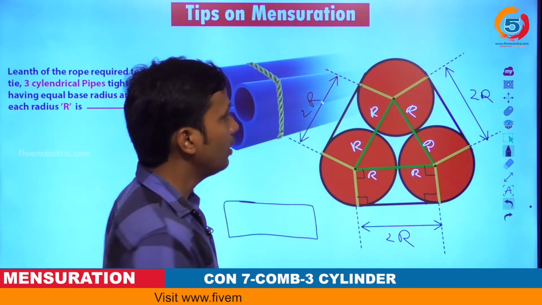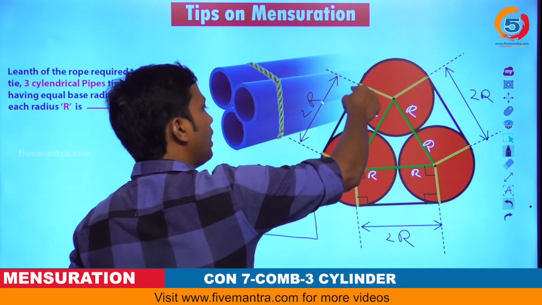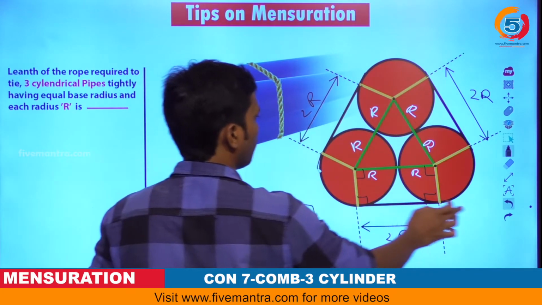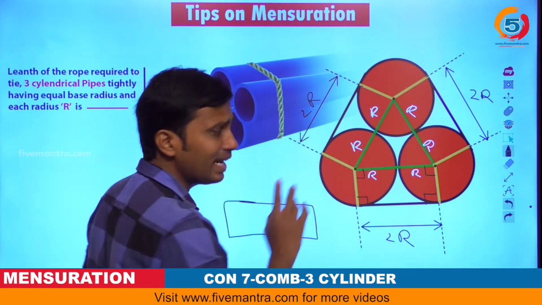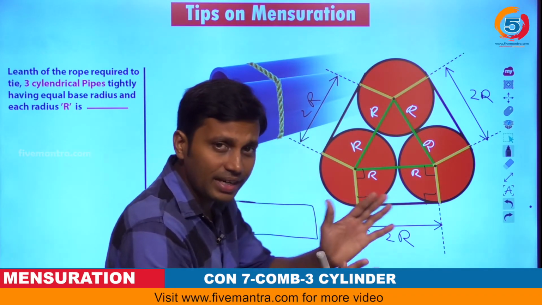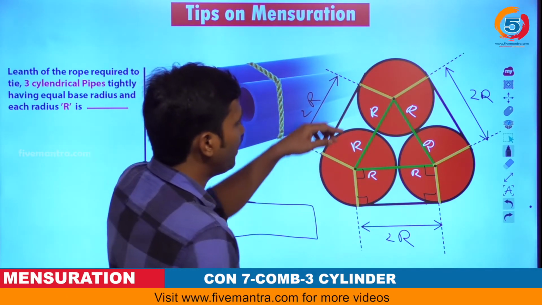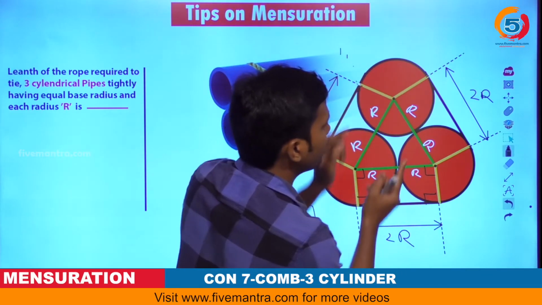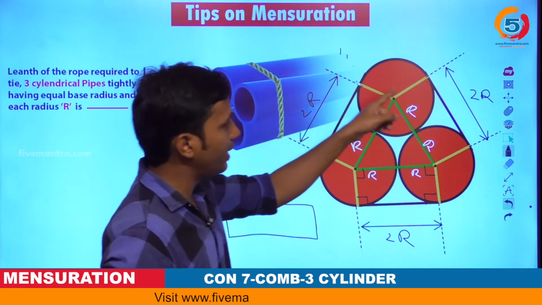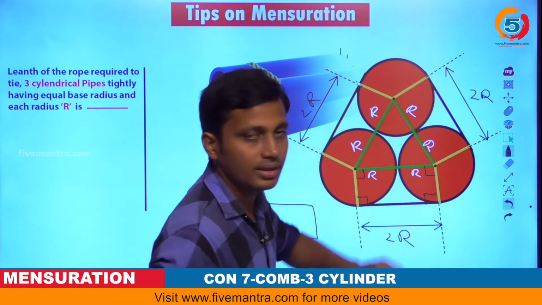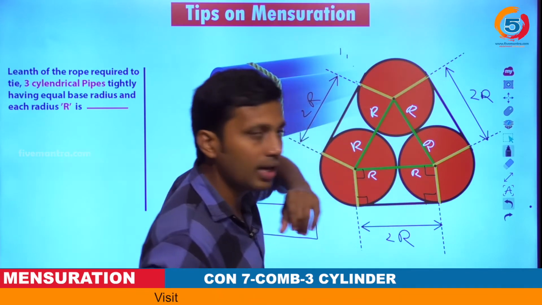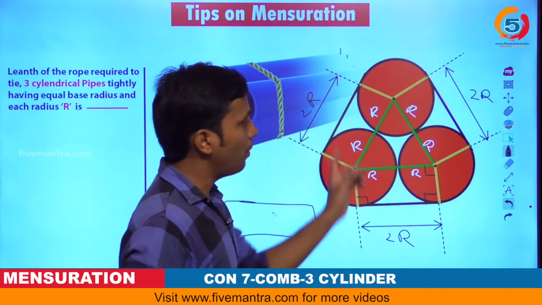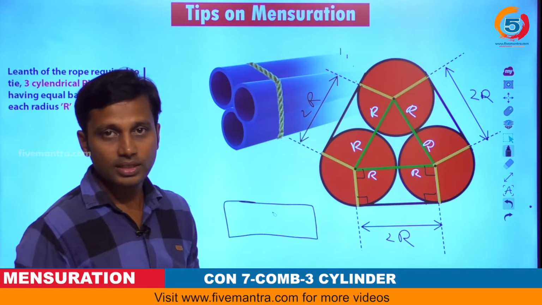Once again telling you, this is a total rope. In that total rope, we divided into different portions. Now we find this length of the rope, and this length of the rope, and this length of the rope. So what is the total length obtained over there? Here one 2r, and here another 2r, and here another 2r. So how many 2r's are there? Three 2r's, that is 6r.